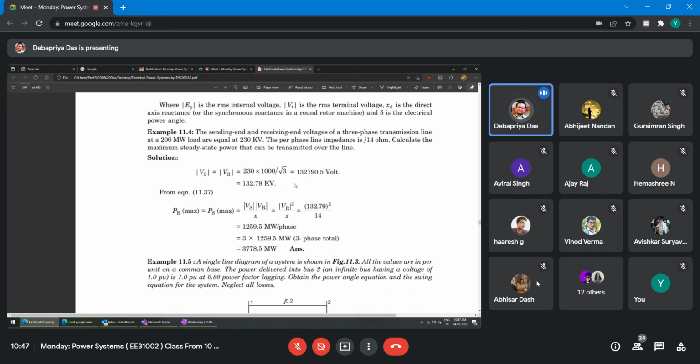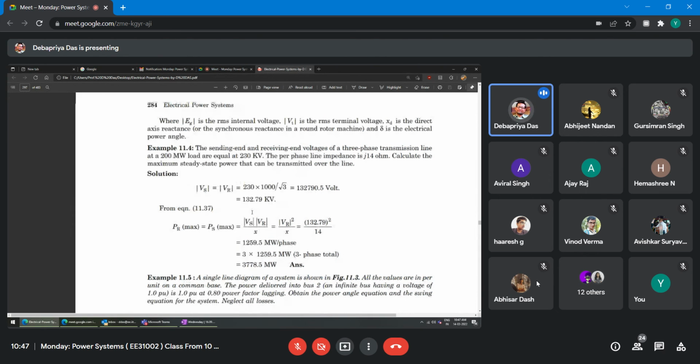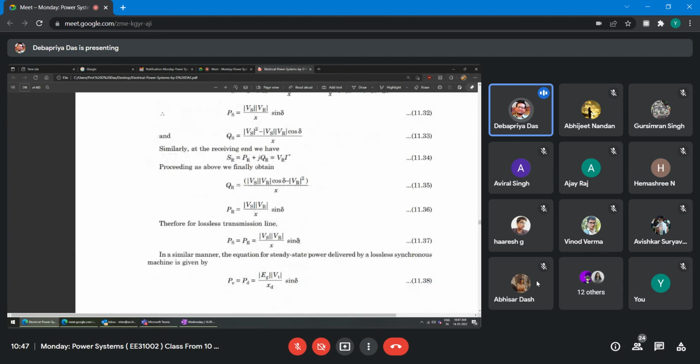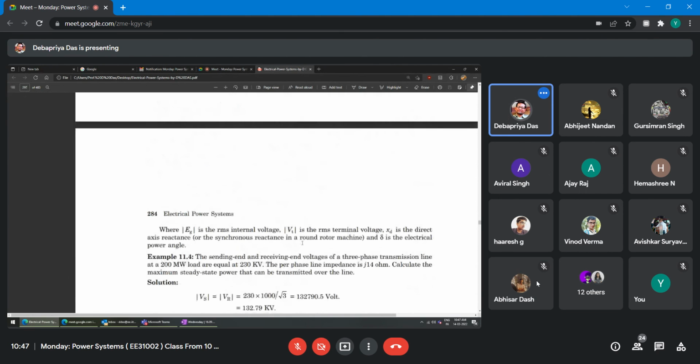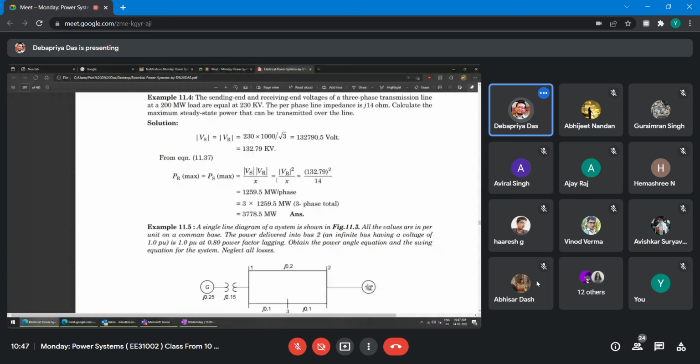So first you take that per phase, right? 230 divided by root 3 kV. Now P will be maximum when delta is 90 degree. So sine 90 is 1, right? Therefore your PR max is equal to PS max is equal to Vs Vr upon X, and both sending and receiving voltage are the same, therefore Vr square upon X. So this much of megawatt per phase, because we have taken per phase voltage here, so multiply by 3, this is your power, right?